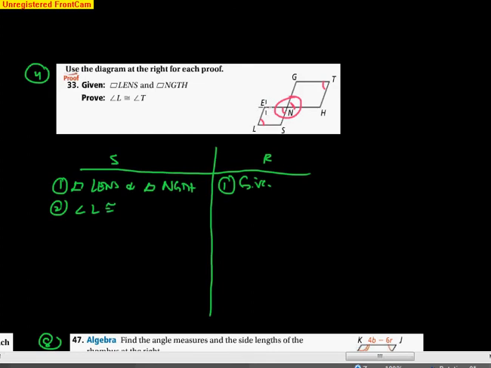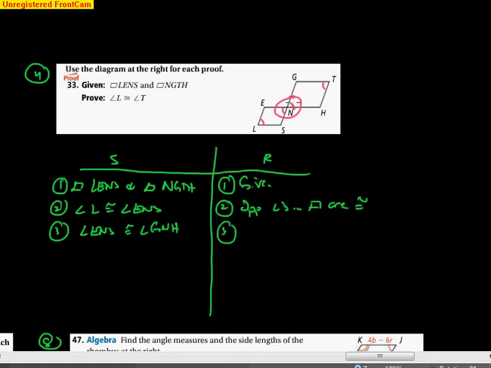Angle L is congruent to angle, and call this ENS. And that is, of course, because opposite angles in a parallelogram are congruent. So then, let's go with angle ENS. Angle ENS is congruent to angle GNH. And that's because they're vertical angles. See how these two parallelograms touch? Vertical angles theorem says vertical angles are congruent.